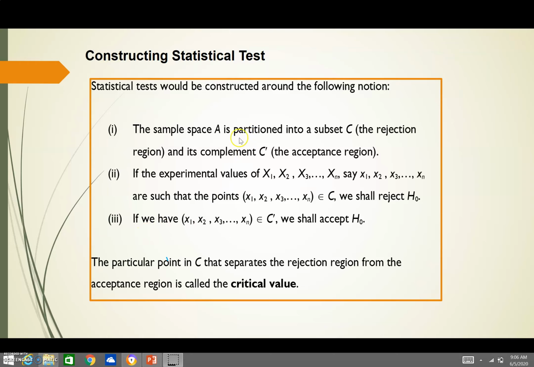Today we will discuss how we want to construct a statistical test. The sample space A is partitioned into a subset C, which is the rejection region, and its complement C prime is called the acceptance region.